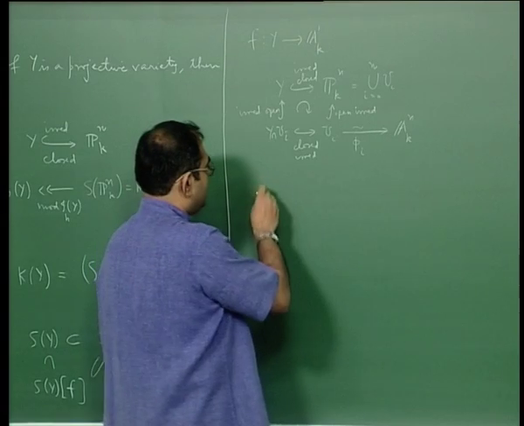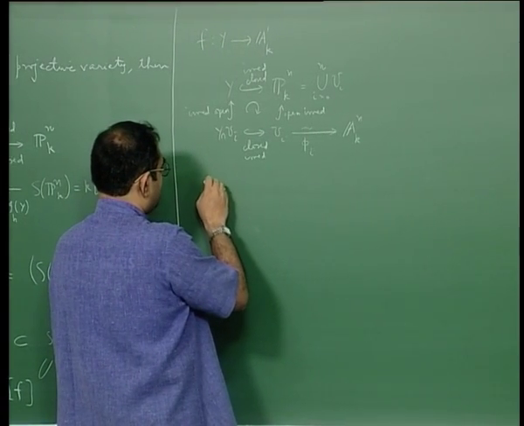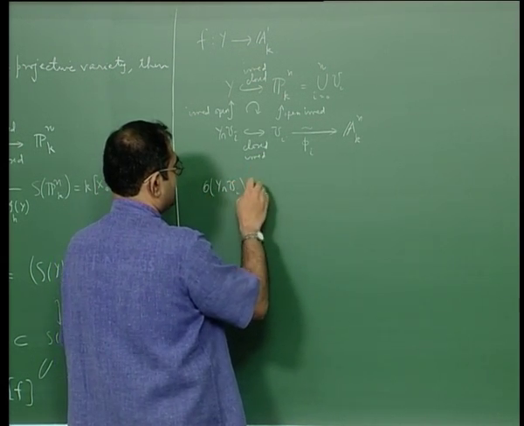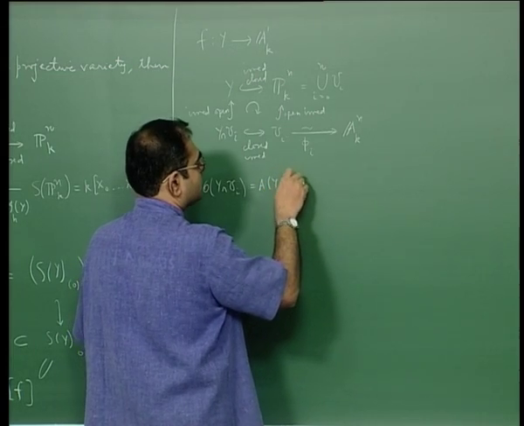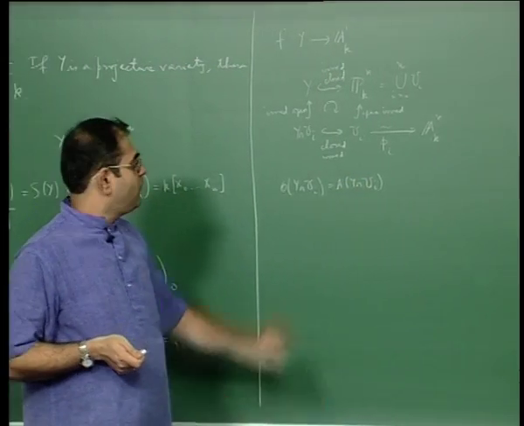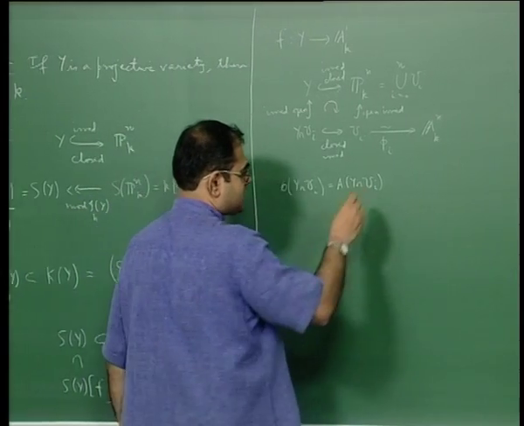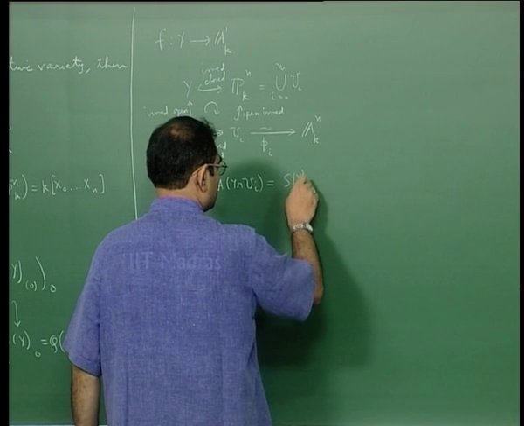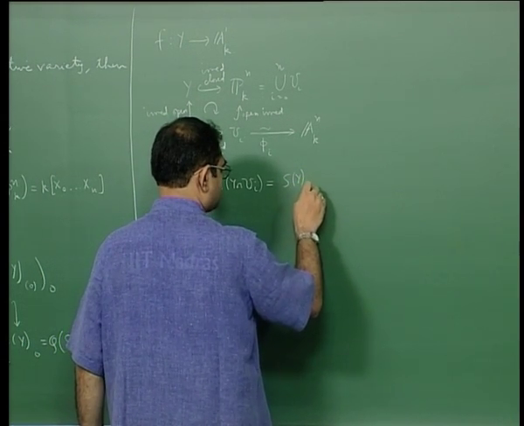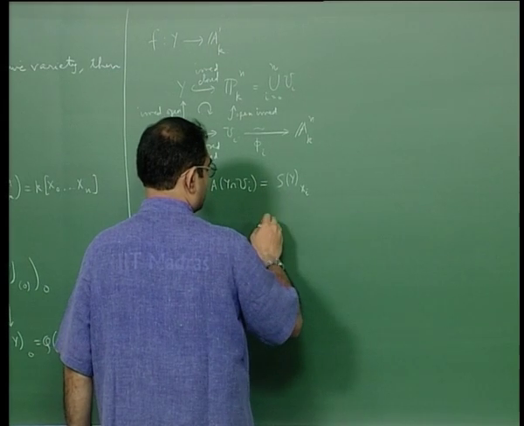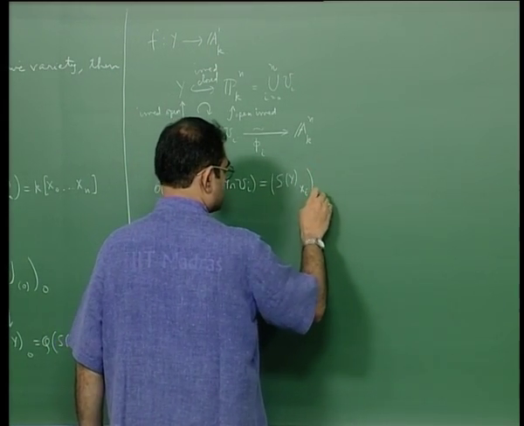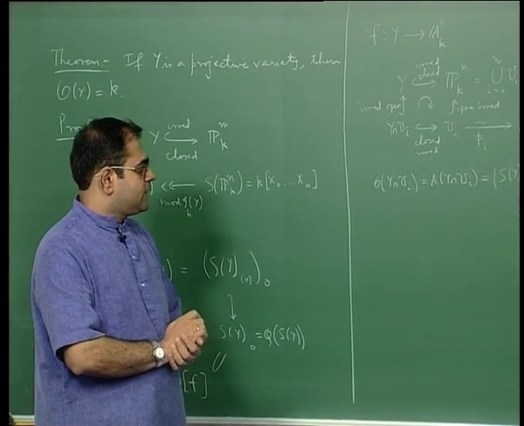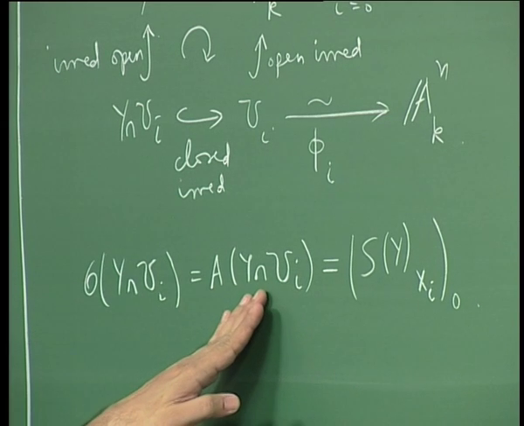Okay, and therefore we have that O of y intersection ui is just the same as A of y intersection ui, because y intersection ui is affine. And what is this? This guy, we know what it is. It's just Sy, you localize at xi and then take the degree 0 part. This is what it is. Okay, so this is the affine coordinate ring of y.